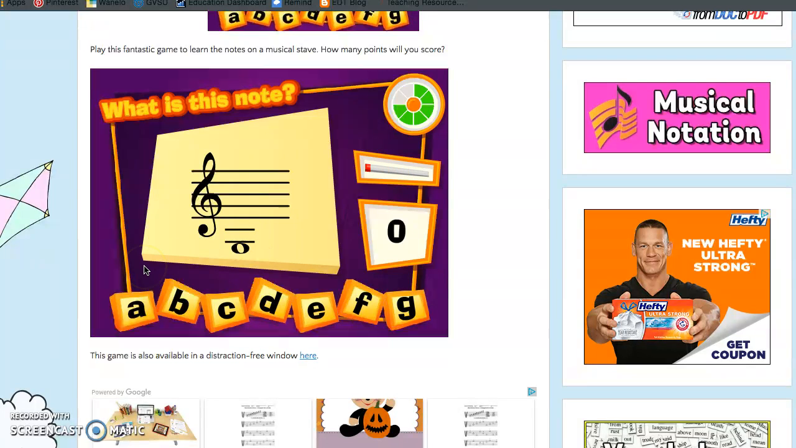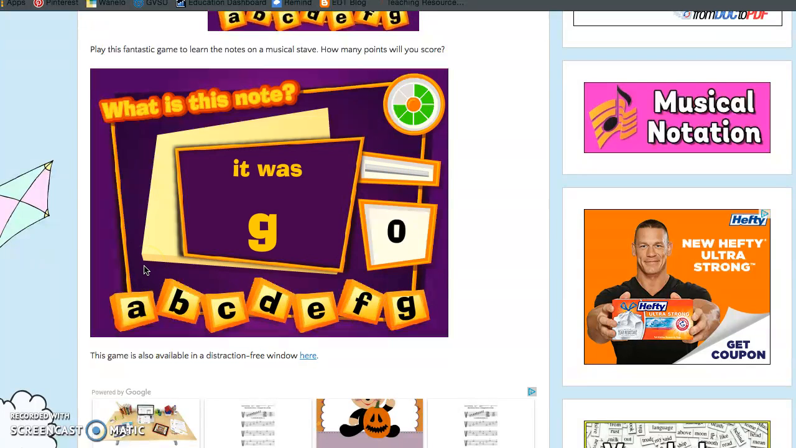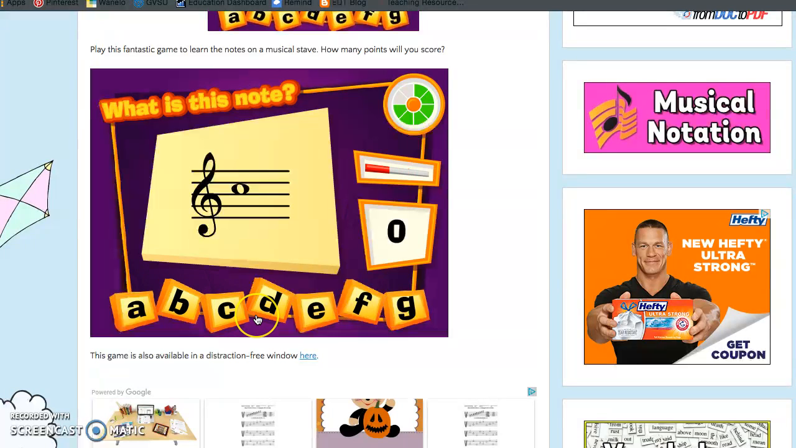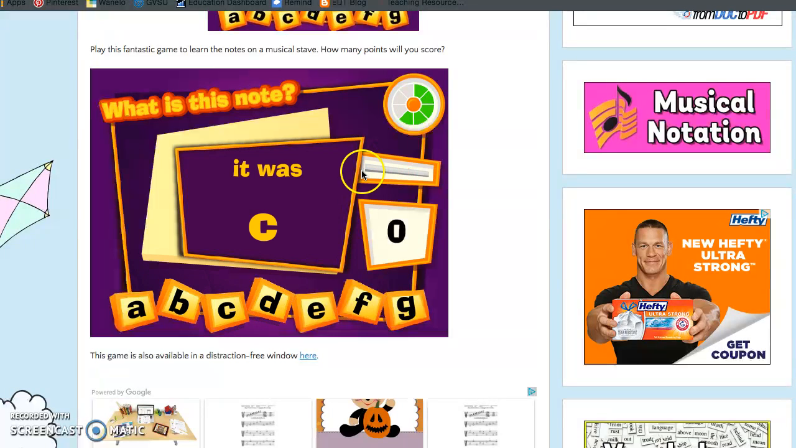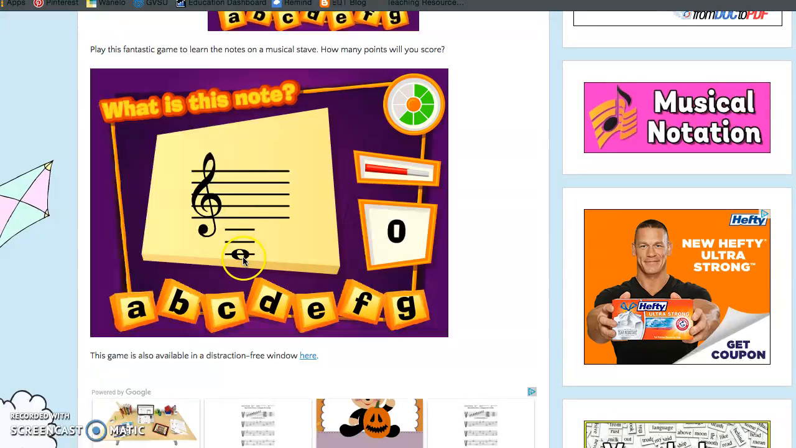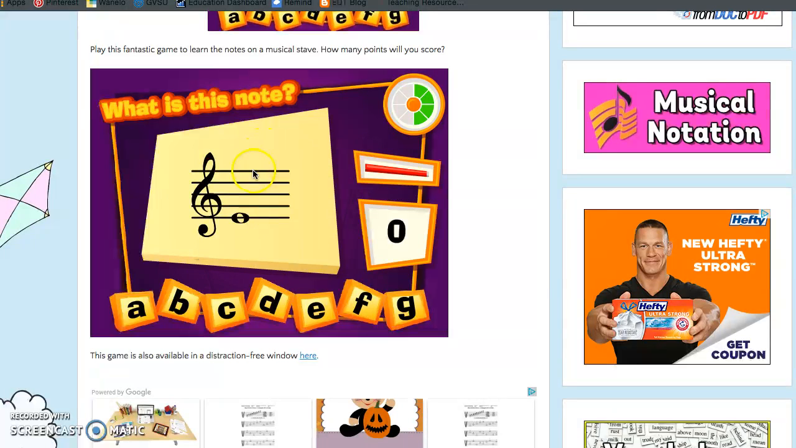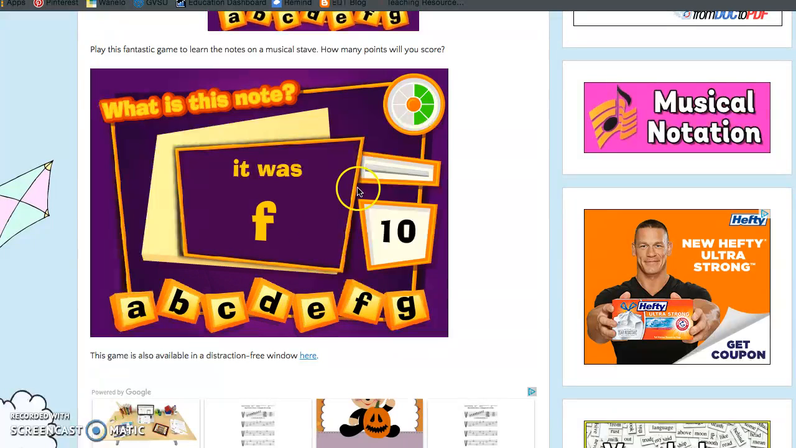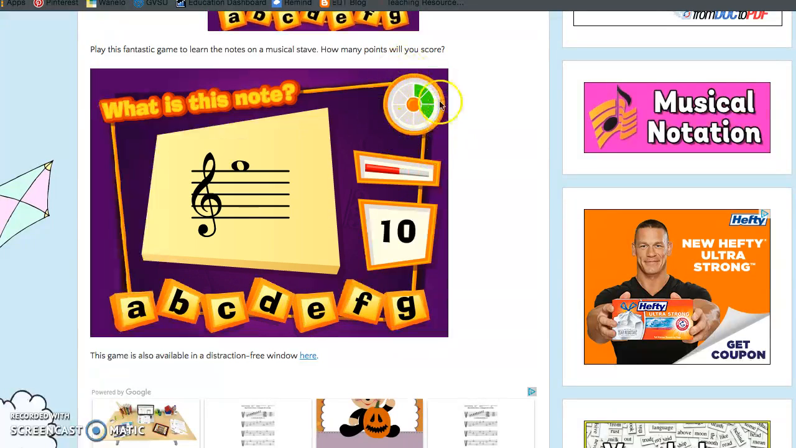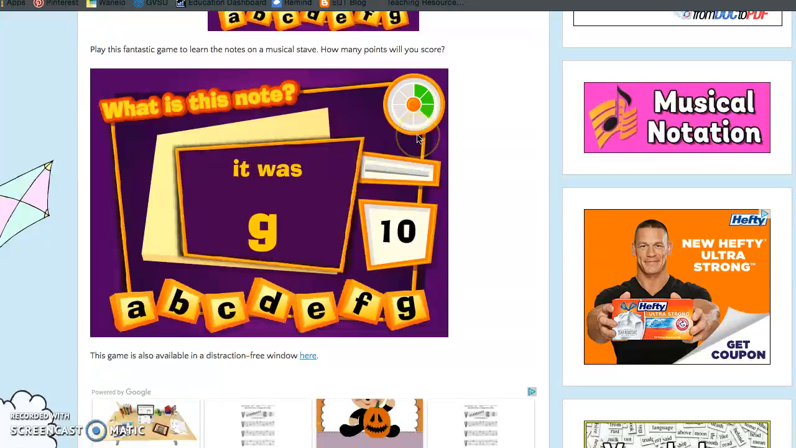I think this is pretty beneficial because when you're reading music, you kind of have to read fast. So, let's see. We have a note they're giving us and the time. This one is an E, so we select E and it gives you points on the side, so I just got 10 points. And then there's a green little circle over here, and that's how many rounds you have.